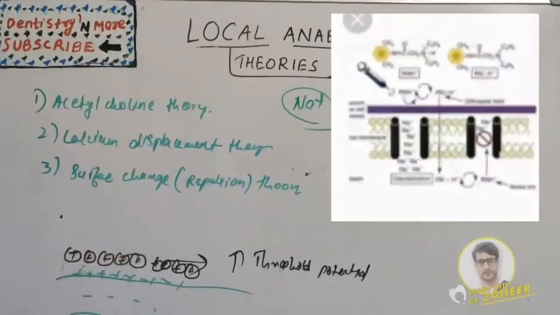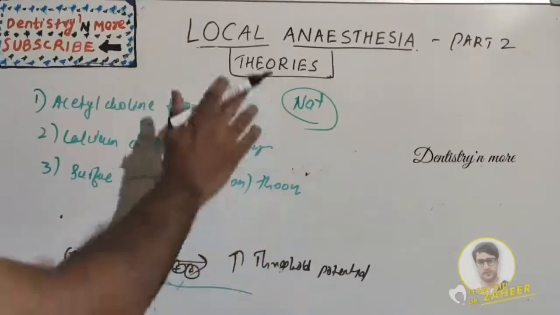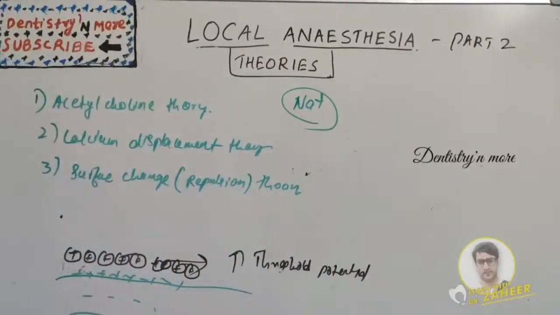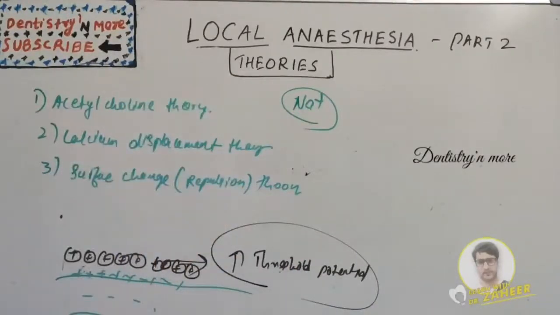But the problem is there is no evidence which indicates that the resting potential of the nerve membrane is affected by LA molecules. So this theory was rejected. There is no scientific evidence that the threshold potential is changed by the LA molecules, so it was not accepted.